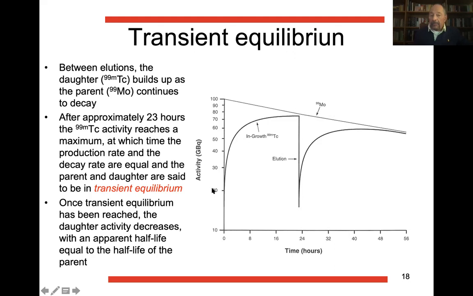Once transient equilibrium has been reached, the daughter activity decreases with an apparent half-life equal to the half-life of the parent. So what you have to do here, instead of decaying, you make your elution at this time, at 24 hours, and then you will have another cycle. So you can elute many times until the molybdenum-99 is gone, and you can collect a lot of technetium-99m.